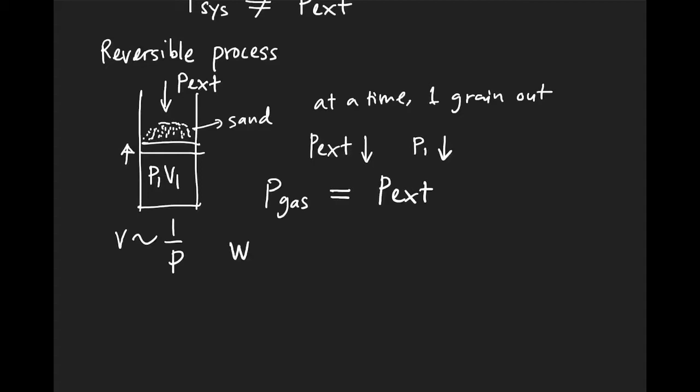And the work, we can calculate it from minus P times delta V. Minus because we are considering the expansion where the system is doing the work towards the surroundings. So it's the negative sign that we have to use here. And the delta V is, of course, the volume 2 minus volume 1.